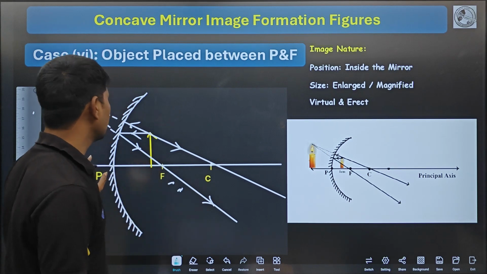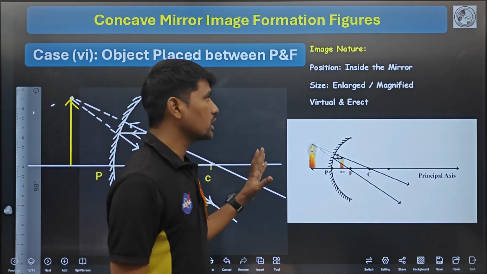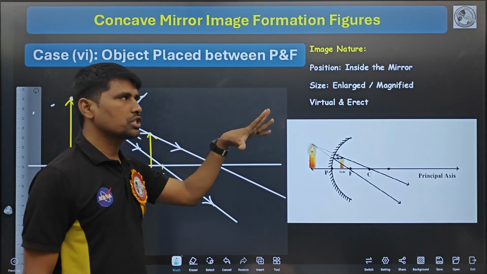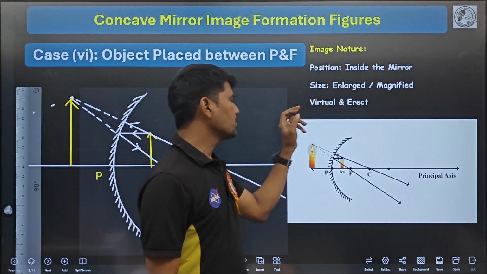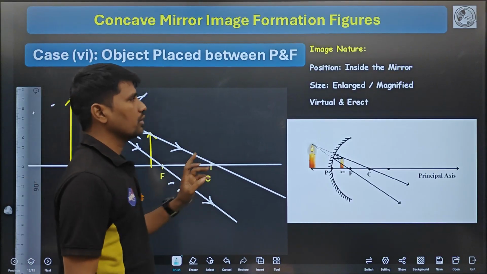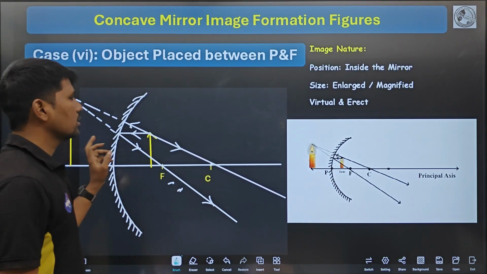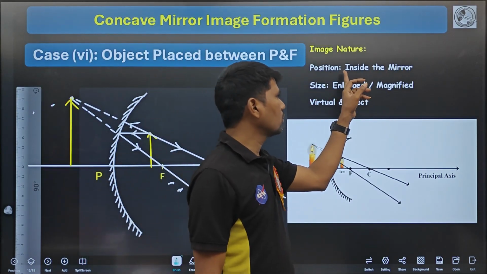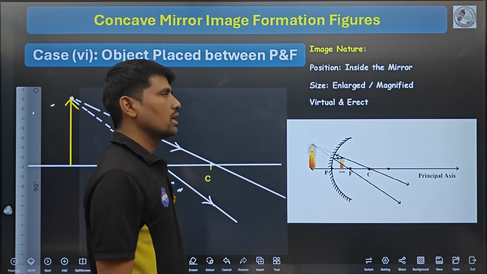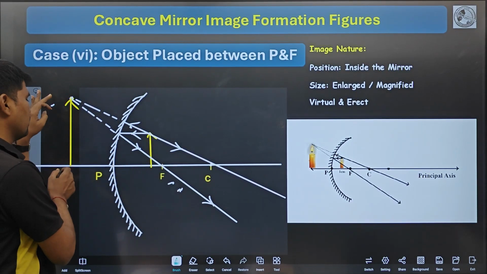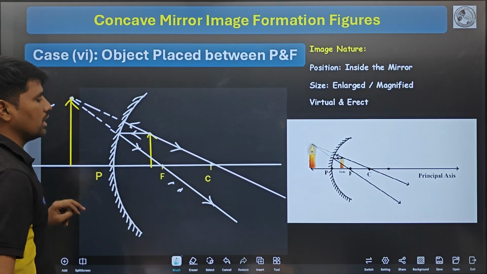So now we'll discuss the nature of the image. Very important, case 6, image nature. P as police station, P for position: object position between P and F, image position behind the mirror, inside the mirror. S for size: how is the size? Object size, image size. Image size is enlarged.